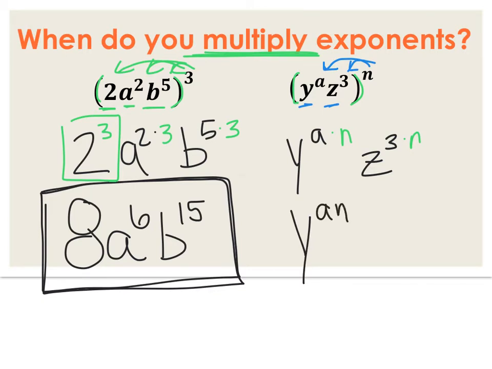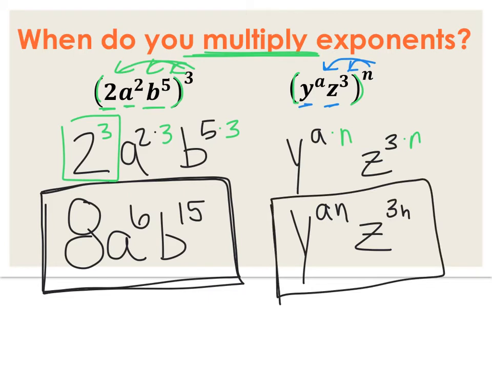We have a times n, which is just an, and then 3 times n, which is just 3n. And that's how this one ends up. Again, I'm just multiplying my exponents, whether they're letters or numbers or whatever, you're just multiplying. So you multiply when the exponent's out here. You add the exponents if it's 2 terms written next to each other and you're multiplying.